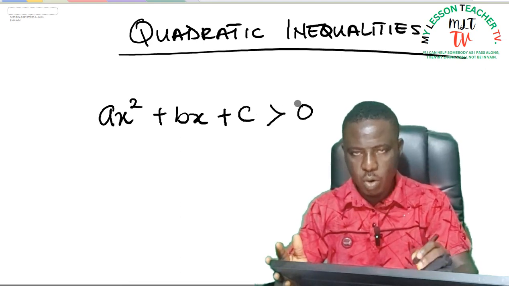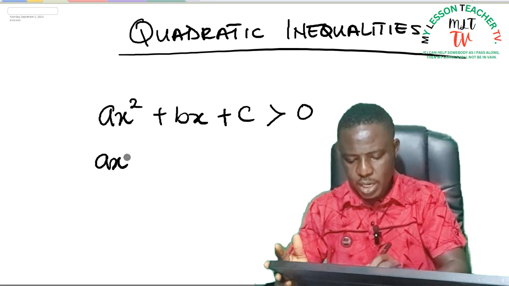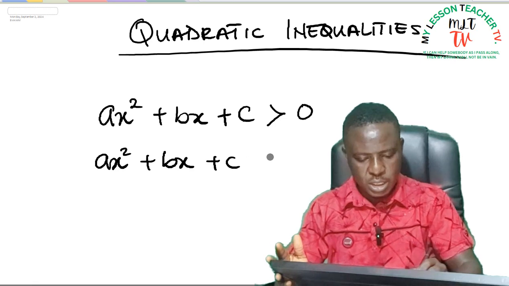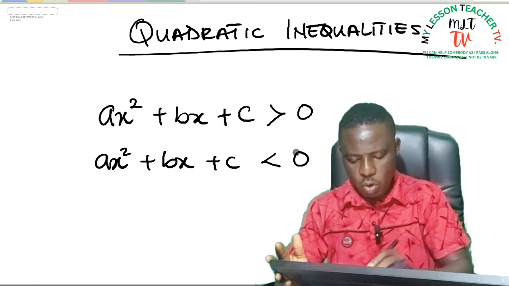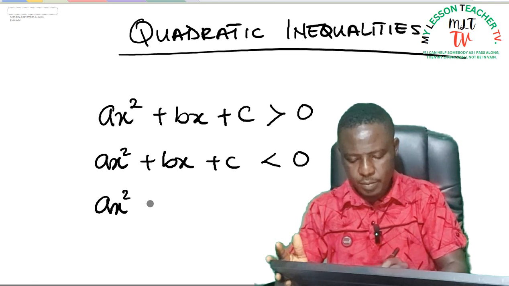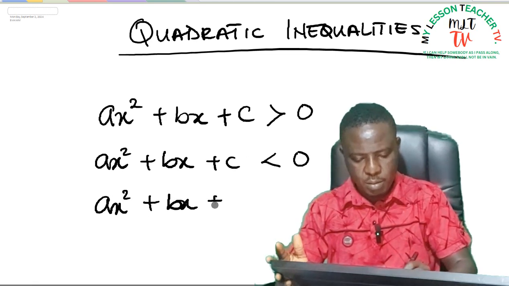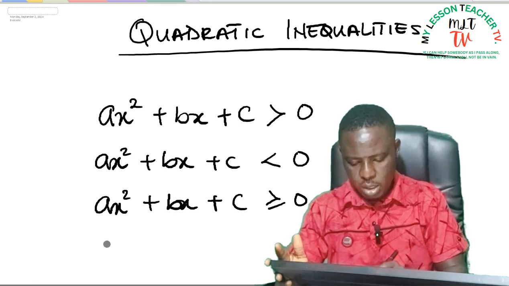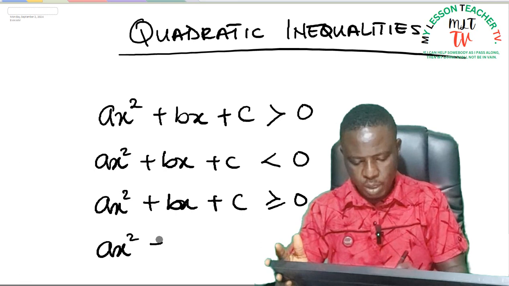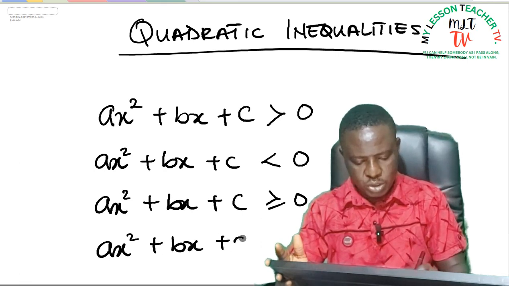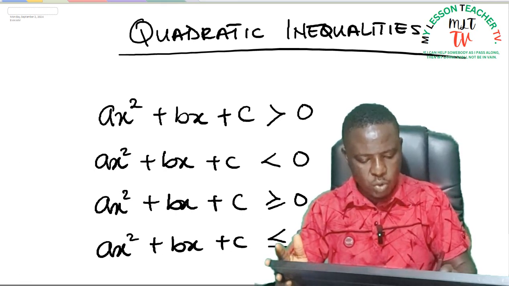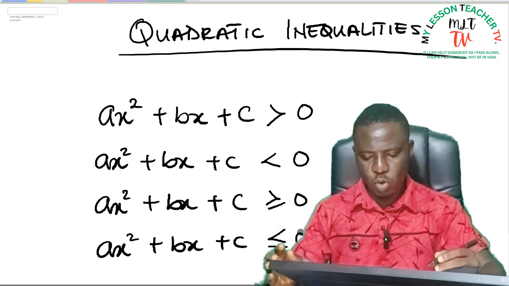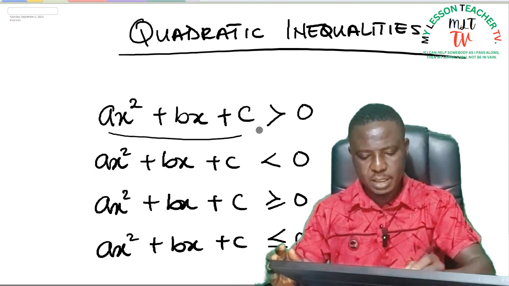than 0, or ax squared plus bx plus c is less than 0, or ax squared plus bx plus c is greater than or equal to 0, and ax squared plus bx plus c is less than or equal to 0.